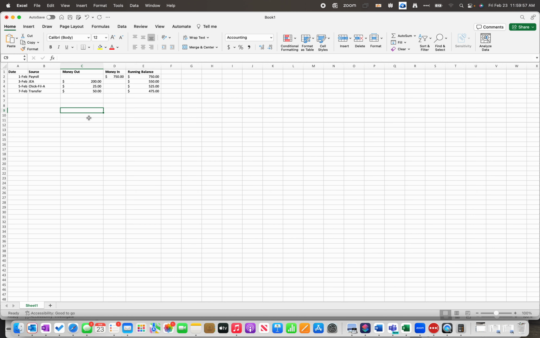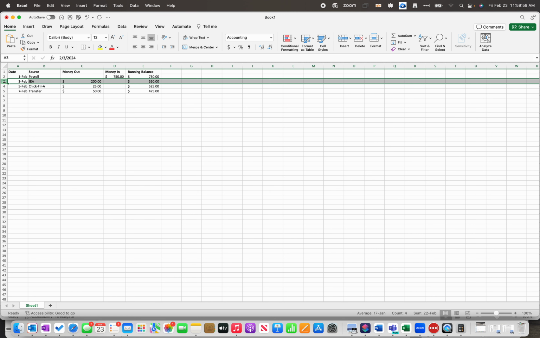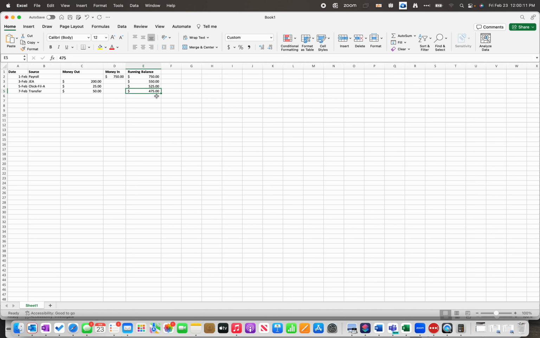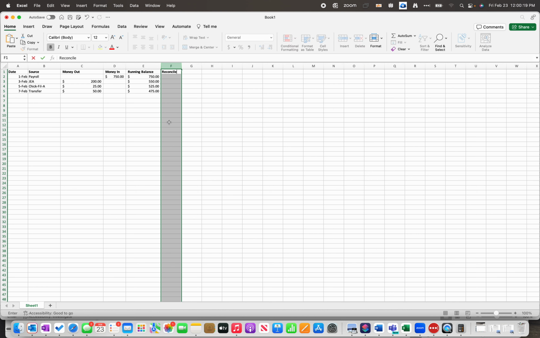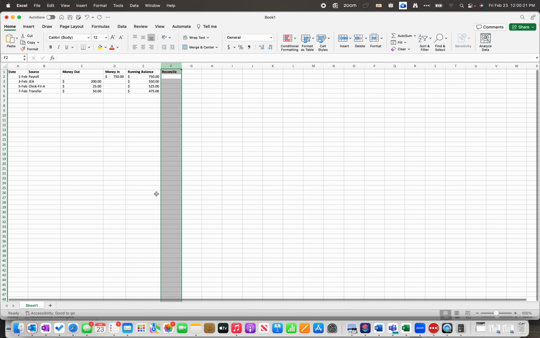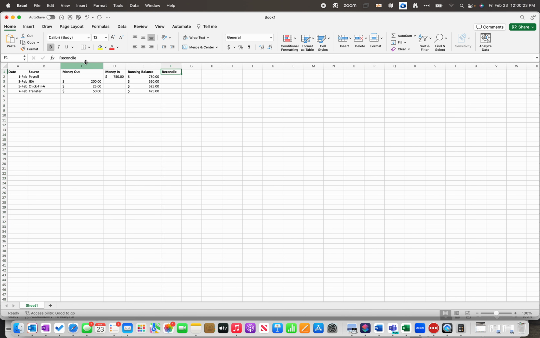One more thing I should add. I mentioned that let's say we wrote a check for $200 to JEA. All right. If we did that, then if we want to make sure that our balance matches what the bank has, then we need to do what's called a reconcile column. All right. So I'm going to add this really quick. Or actually, let's call it a cleared column.